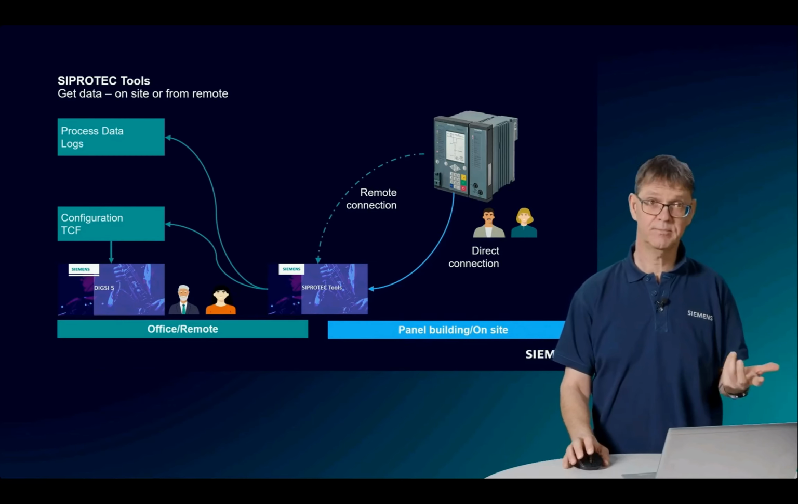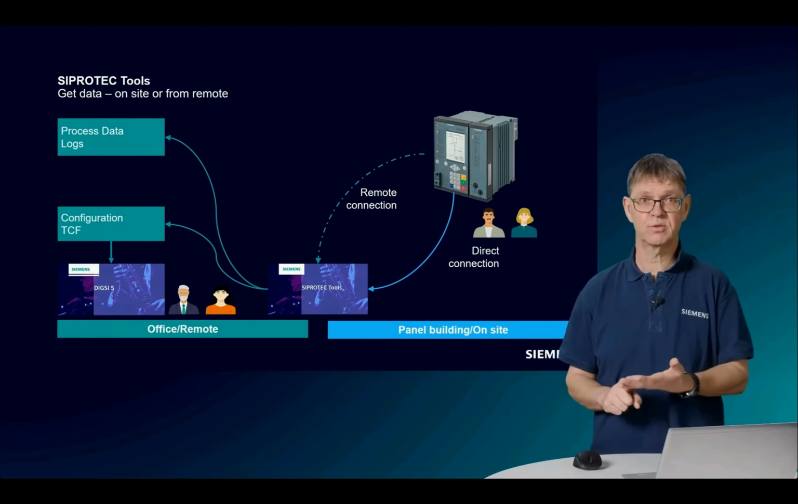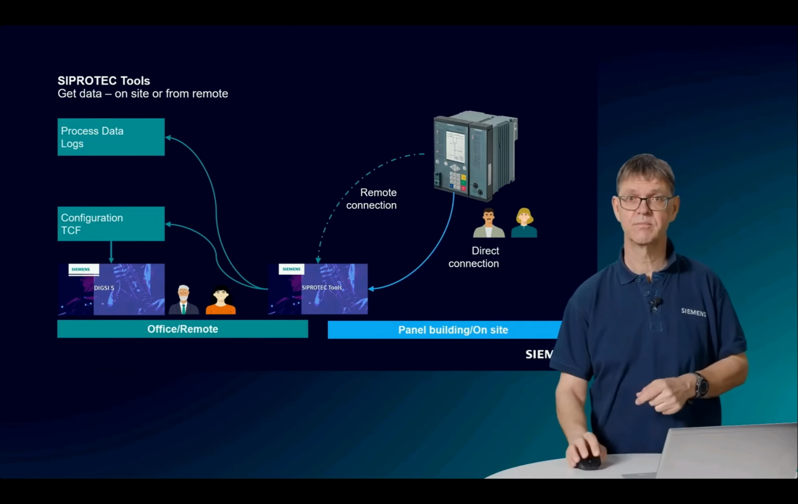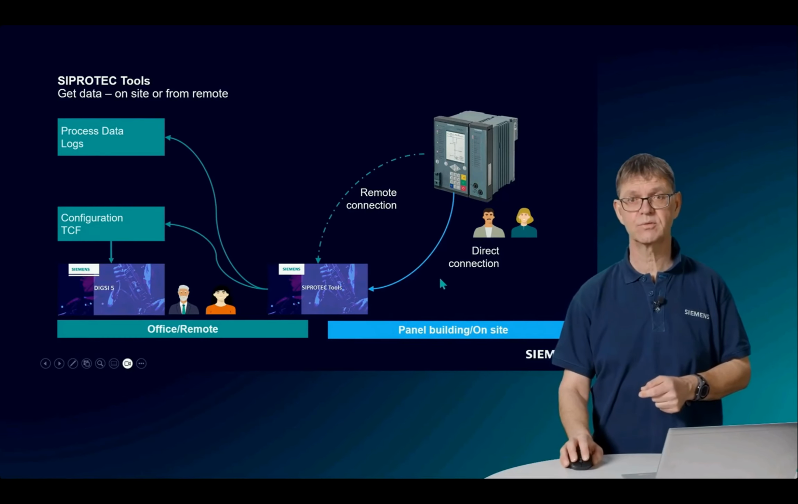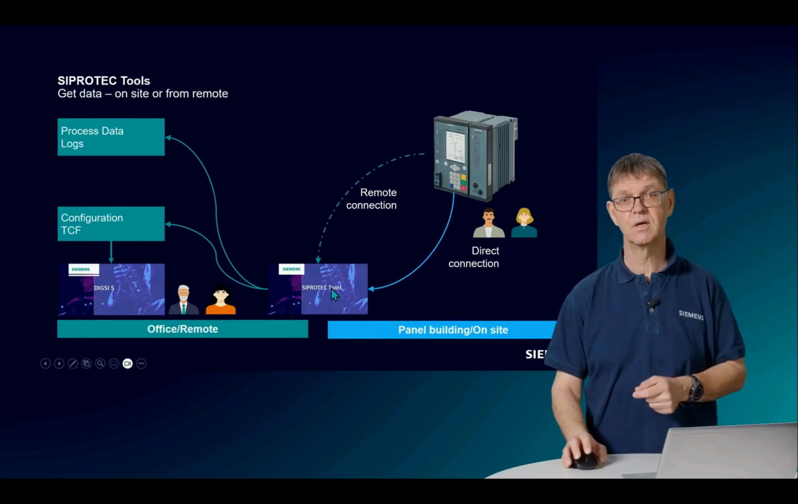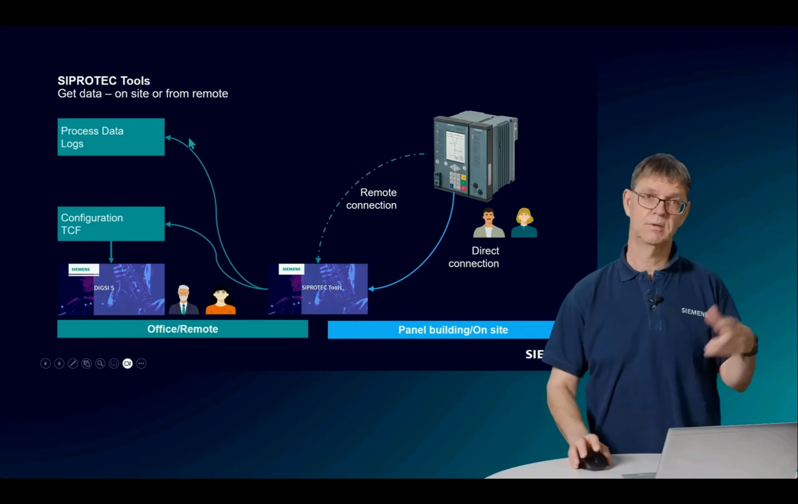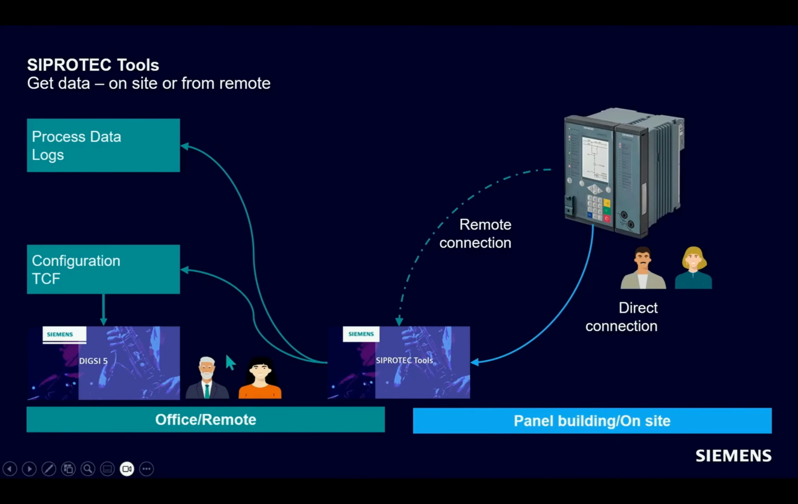In the other way, you can get process data from the relay and store it on the PC, or also a configuration. You can read out a configuration from the relay, store it on the PC, and this then can be used in the office in the DIGSI 5 for further analysis or whatever.